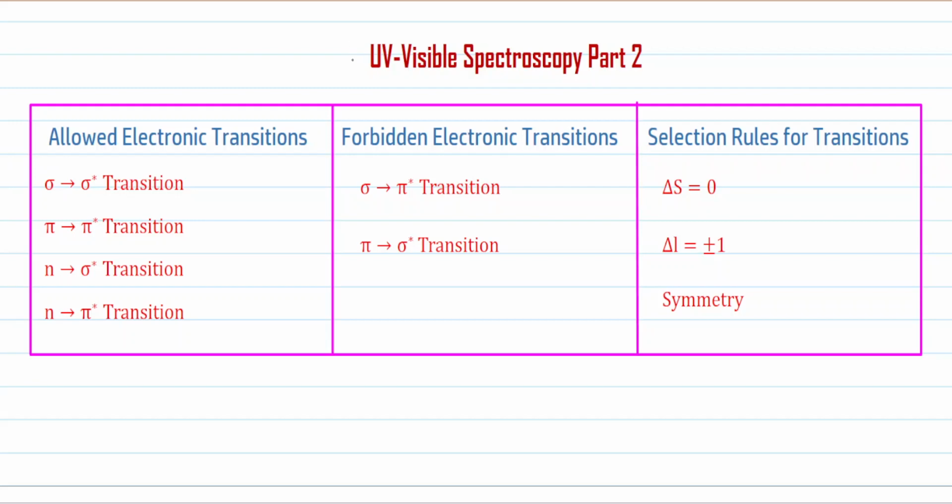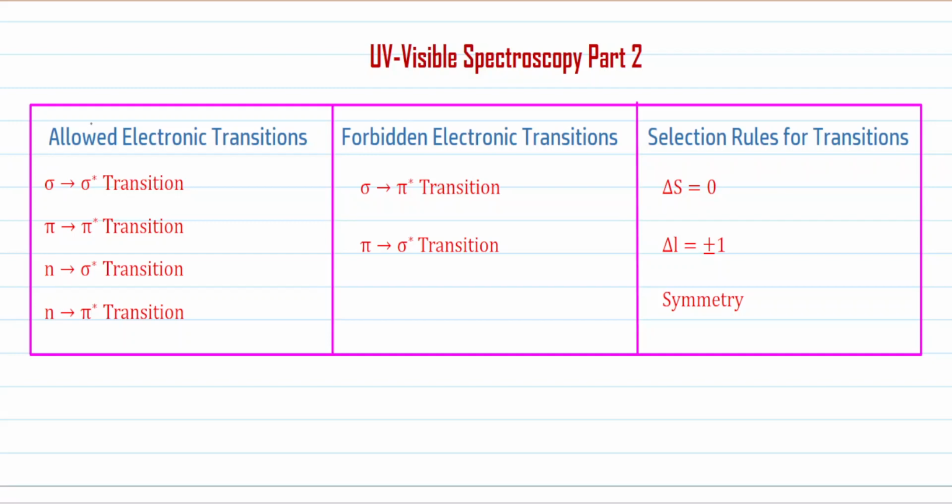Hello friends, in part one of ultraviolet and visible spectroscopy, we have seen the range as well as sources of ultraviolet and visible radiation, the principle of ultraviolet and visible spectroscopy, and Beer-Lambert's law. In the principle, we have learned why this ultraviolet visible spectroscopy is called electronic spectroscopy. Therefore, in connection with that, in this part, we will see the electronic transitions.